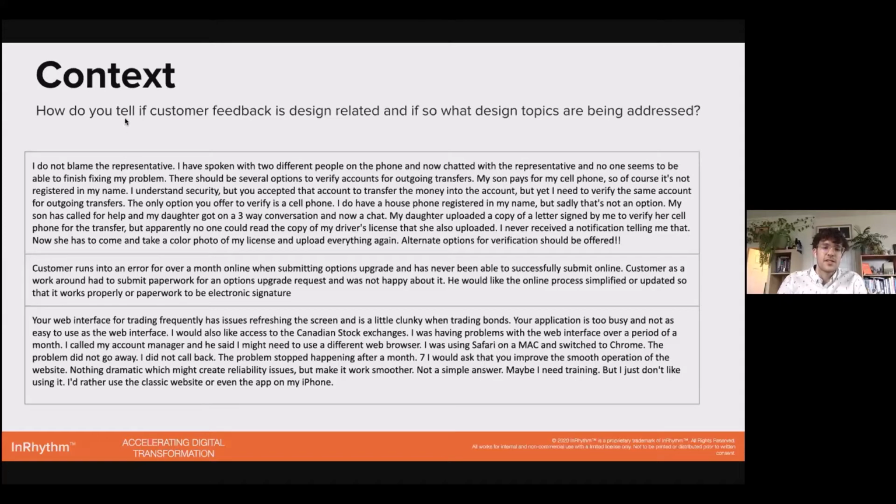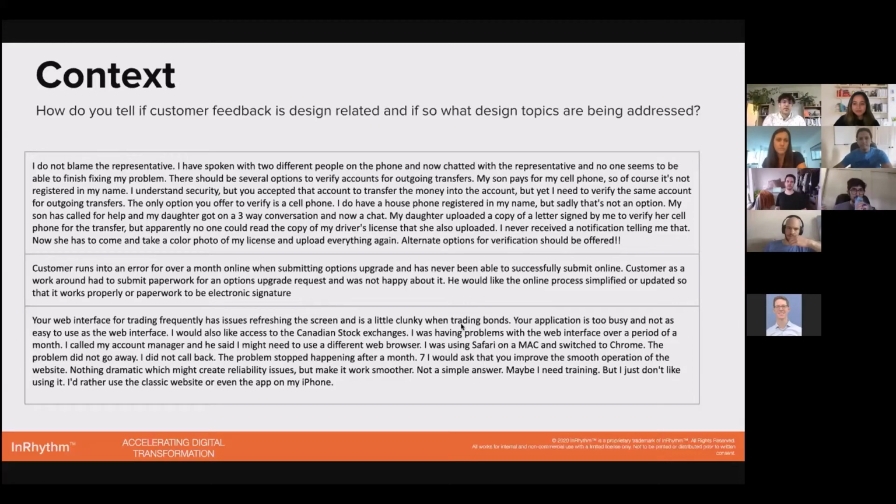The context here is 3 examples of customer feedback that come in through the customer feedback system they have. They're pretty verbose. They're all over the place. We have one here that's talking about my daughter uploaded a copy of a letter. People say all kinds of stuff. I think you can understand that if you had to read through thousands of these a month and categorize them, it's pretty terrible.